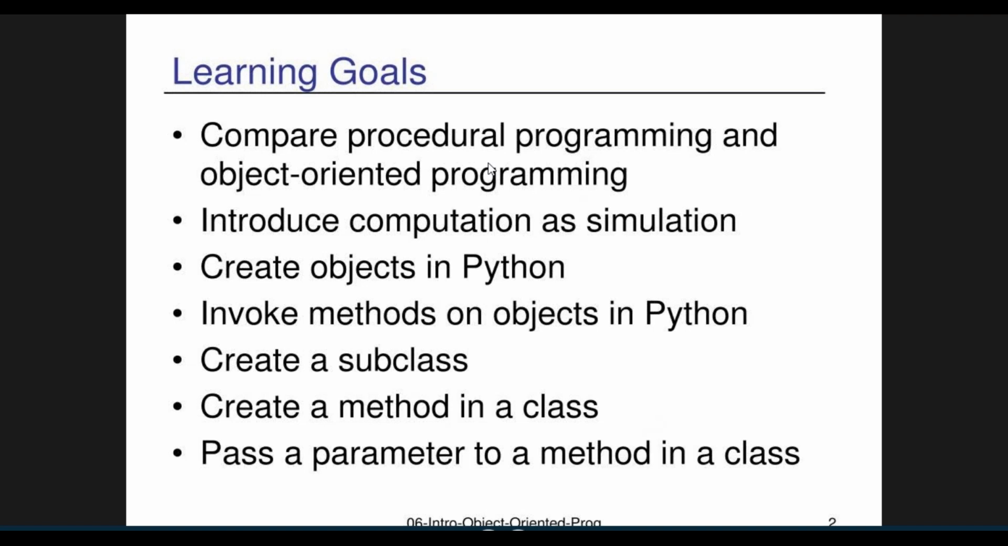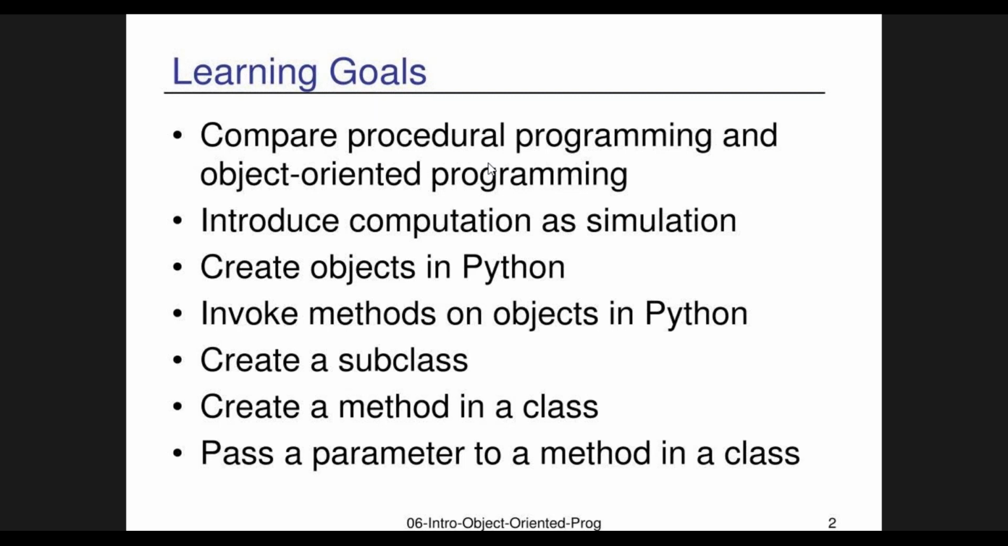Our learning goals means once you learn this course, what is our aim, what is our goal? Today these are the learning goals: compare procedural programming language versus object oriented programming language, the first goal. Second goal is introduce computation as a simulation. The next one is create objects in Python. Next, invoke methods on objects in Python. Then how to create subclasses, create a method in a class, pass parameters to a method in a class. These are the learning objectives of today's session.